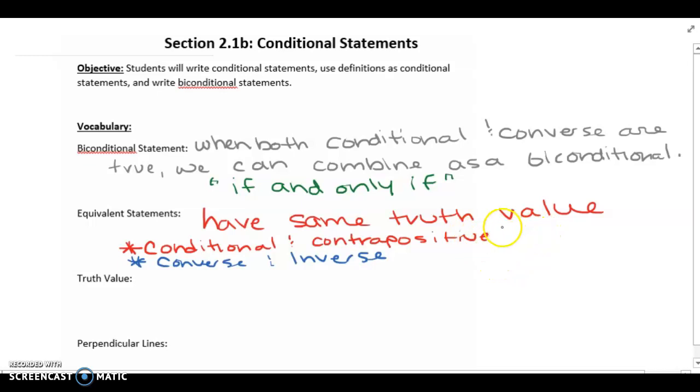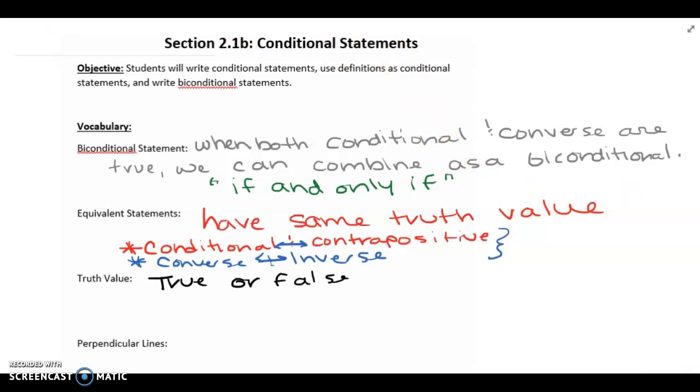Now, all four of these could be true, or all four of them could be false. Just know that these two always have the same truth value, and these two always have the same truth value. When I'm talking about truth value, guys, all I'm really talking about is whether or not a statement is true or false. So the truth value of this statement is false. The truth value of this statement is true. All I'm saying is, is it true or false?